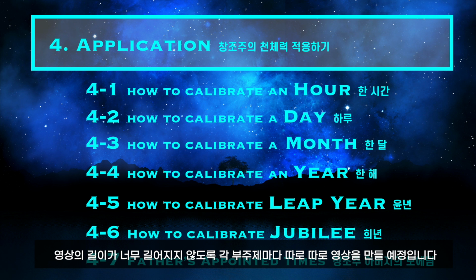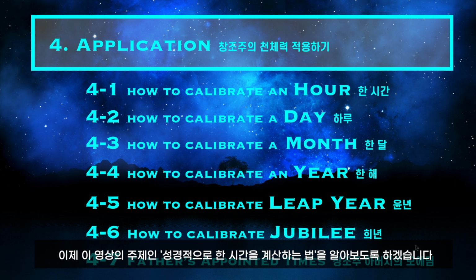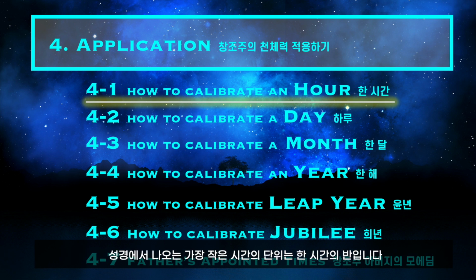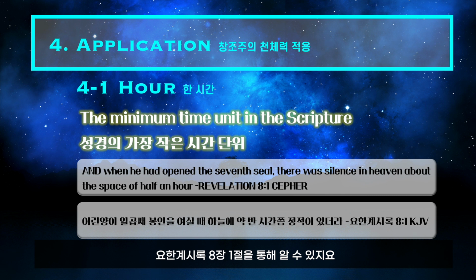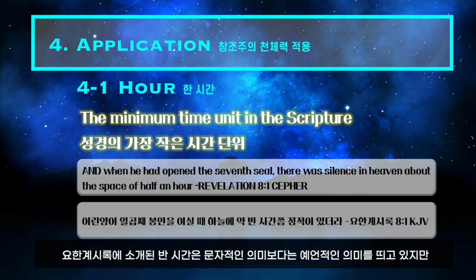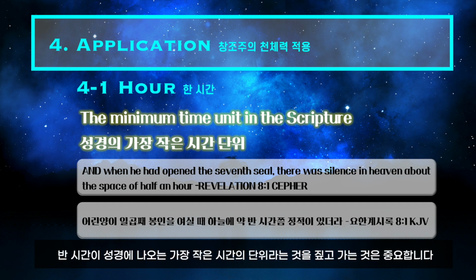For the sake of the length of the video, I'm going to make a separate presentation for each topic. So without further ado, let's find out how to scripturally calibrate 1 hour. The minimum unit of time in the scripture is half an hour, as can be seen in the book of Revelation. Although this half an hour represents a prophetic meaning rather than the literal meaning of half an hour, it is still worth noting that half an hour is the minimum time unit you can find in the scripture.